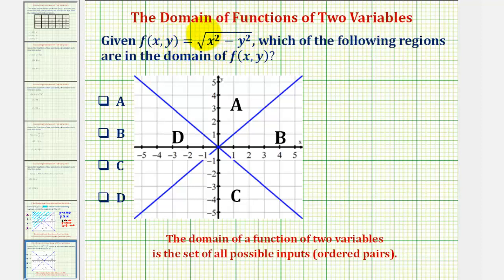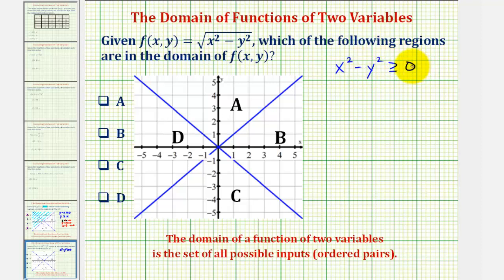But because we have this square root here, and f(x,y) must be a real number, we know the radicand, or x squared minus y squared, can't be negative. Therefore, to help us find the domain, we'll solve the inequality x squared minus y squared must be greater than or equal to 0. So let's work on solving this for y.